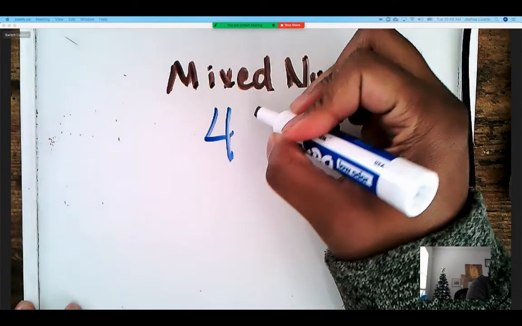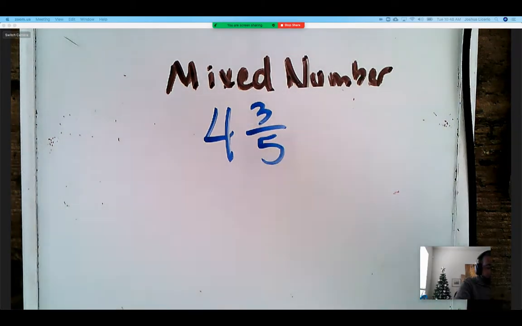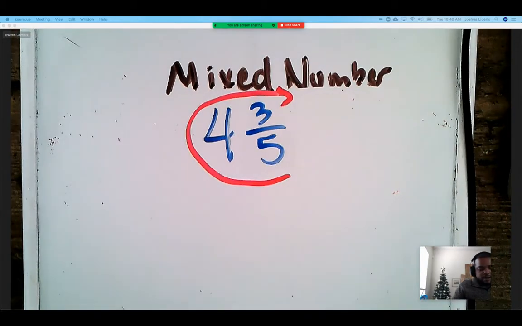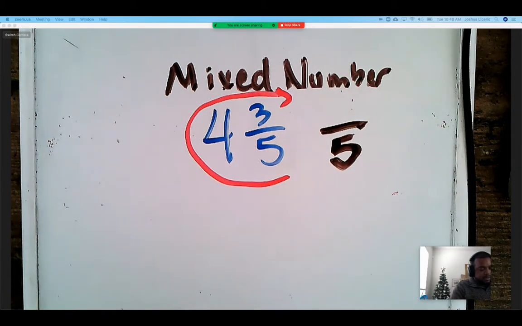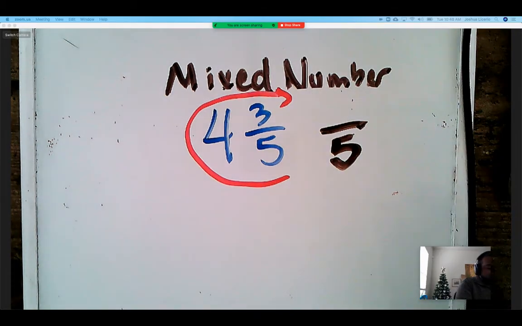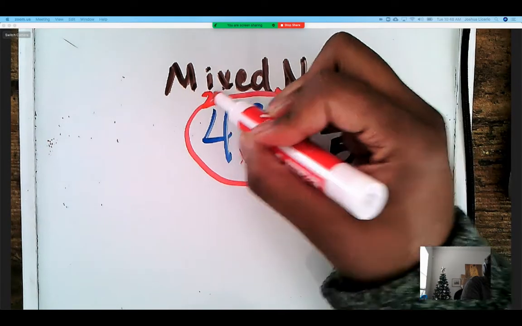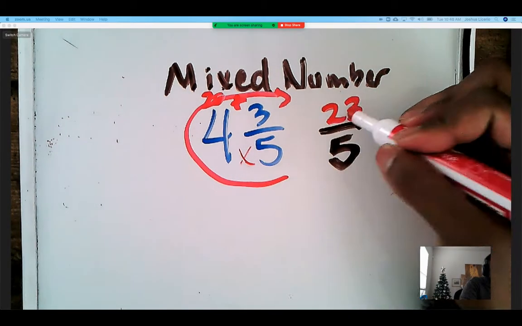Let's say 4 3/5. Once again, I'm going to draw my C around this. I already know that my denominator is going to be the same, so it's going to be a 5. I'm going to set myself up. So I know I'm going to multiply 4 times 5 to get 20. Then I'm going to add 20 plus 3 to get 23/5.